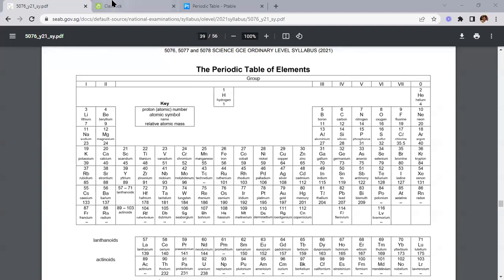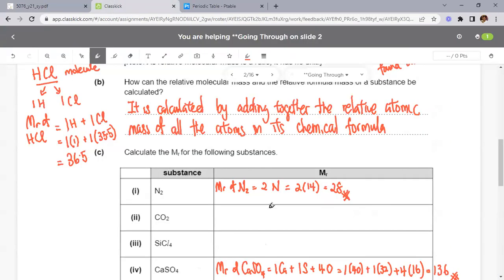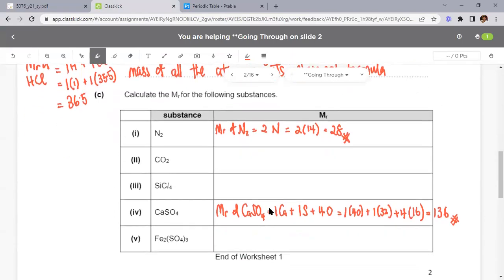Let's carry on. Periodic table, make sure you have it, because when you're doing the mole, a lot of you will need to refer to a periodic table quite a fair bit. Let's go back to the worksheet now. So how to calculate the Mr of the following substances?